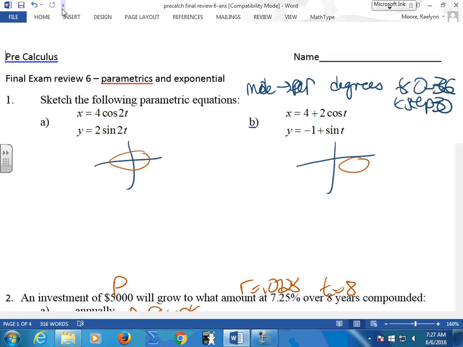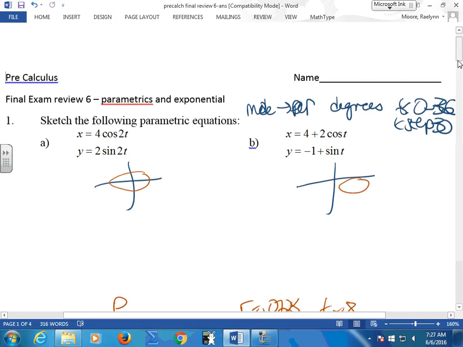Okay, so let's move on. You can all do that. That's good. So this is what I mean. You're going to have to set your mode to degrees, set to parametric, and set your window to go from 0 to 360 and T-step 30, 15, whatever you decide. Make it a little slower so you can see where it starts and you can put your arrows out there.